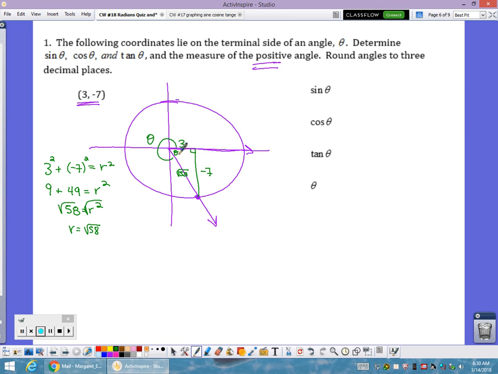Now, this is our theta. This is our little reference theta, right? Our sine is just the y value divided by the radius, or opposite over hypotenuse, however you want to look at it. Cosine would be the x value over the hypotenuse. And tangent is sine over cosine, or y over x. And let's see, to figure out our theta, we're first going to need to find our theta reference. All right, let me pause while I get out my calculator.